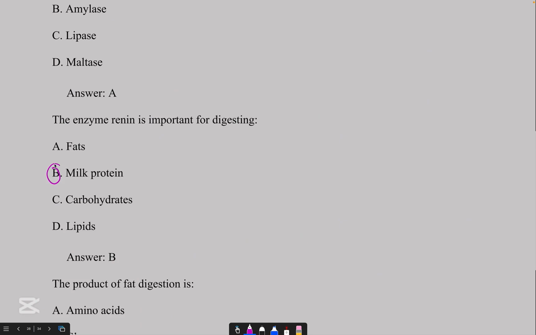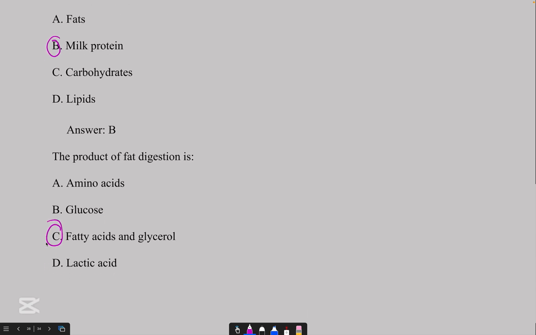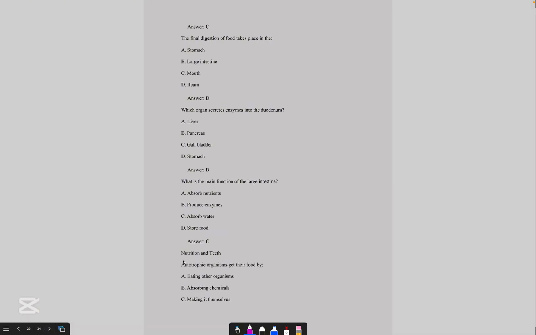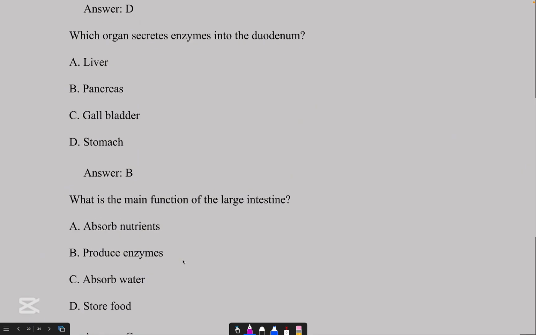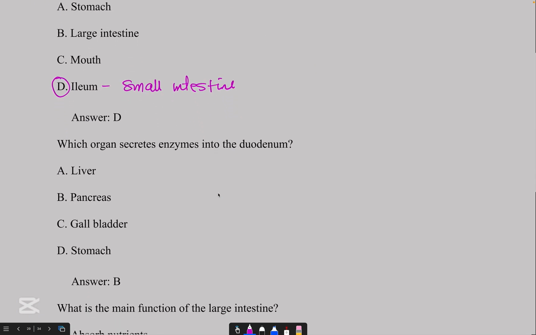All right. Now, the product of fat digestion, I've told you to take important note of this, is fatty acids and glycerol. All right. Let's see the next one. The final digestion of food takes place in the ileum, which is the last part of the small intestine. All right. Which organ secretes enzymes into the duodenum?